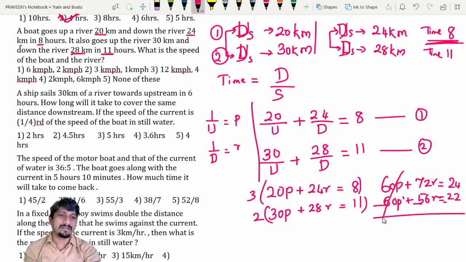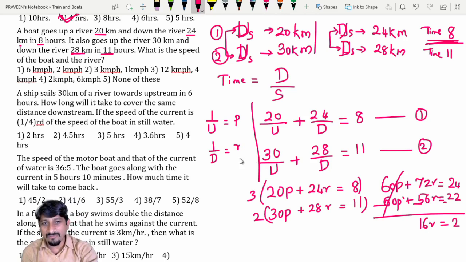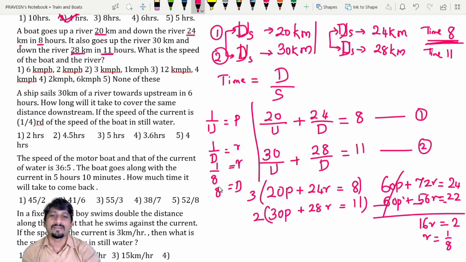So what we'll get? 60p gone. This is 72 minus 56 will be 16r is equal to 2. So this has to come in fraction because we have taken fraction as integer. So r is equal to what? 1 by 8. r is equal to 1 by 8. 1 by 8 means what? d is equal to 8. That's done already.